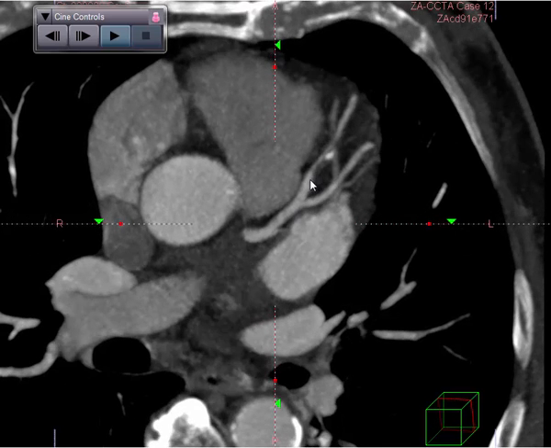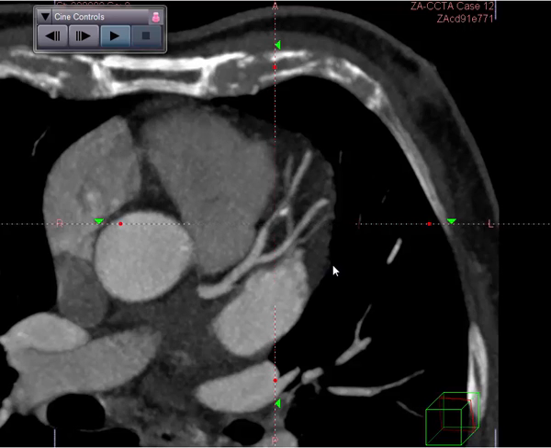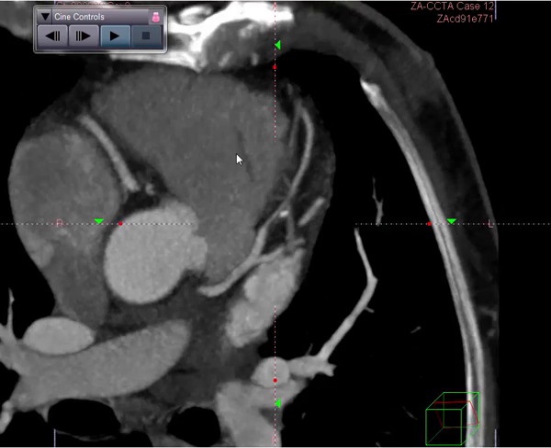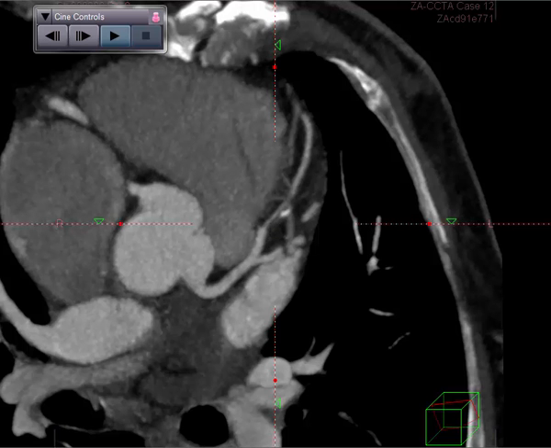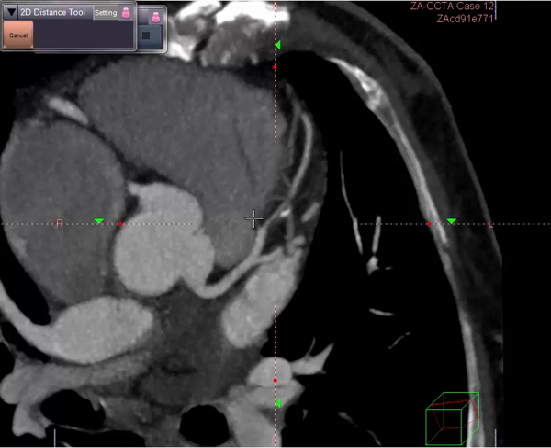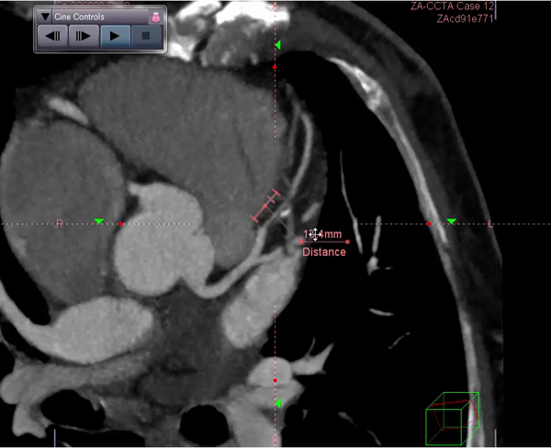But as we get near the mid portion of the vessel, here's the first diagonal, so this would be theoretically the mid left anterior descending. We can see that there is clearly some mixed plaque involving calcified as well as non-calcified, with a very long tubular narrowing in this region. We can make an estimation by doing some two-dimensional idea of how long this lesion would be. It measures about 13.4 millimeters.